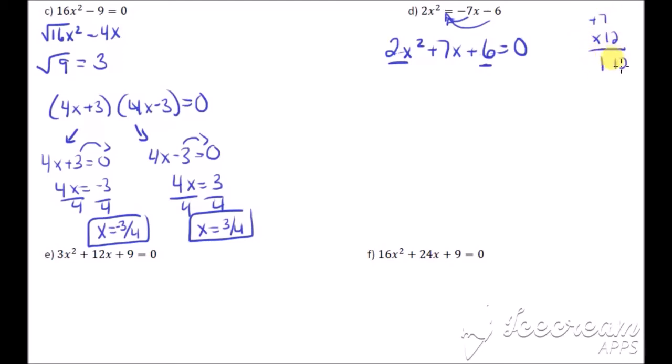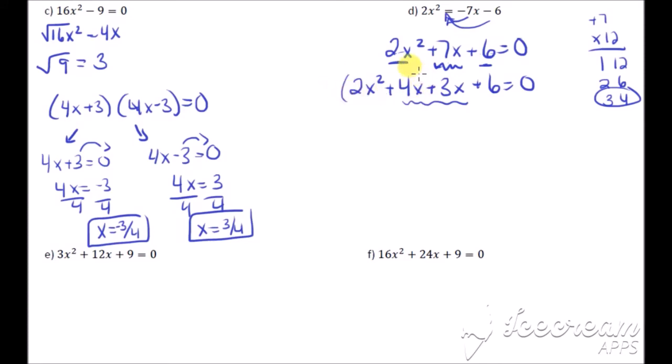So the factors of 12 are 1 and 12, 2 and 6, 3 and 4. So 3 and 4 add to 7. So we're going to break down this middle term into plus 4x plus 3x plus 6 equals 0. So this 7x now looks a little bit different, but it's equivalent: 4x plus 3x. And now what we do is we factor by grouping.